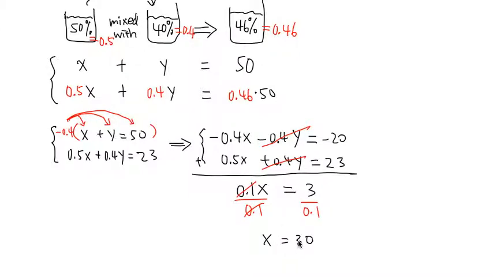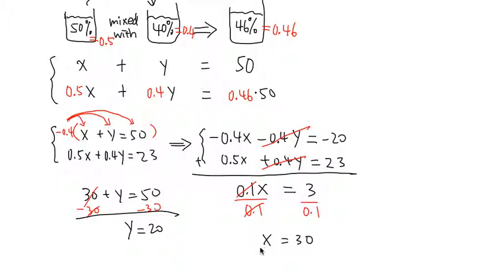And because I know x is equal to 30, I can plug it into this equation. So I'll say 30 plus y is equal to 50. So I can subtract 30 on both sides. Let me just show you guys the calculations. Minus 30, minus 30. Cancel this out. So I will get y equals 20.